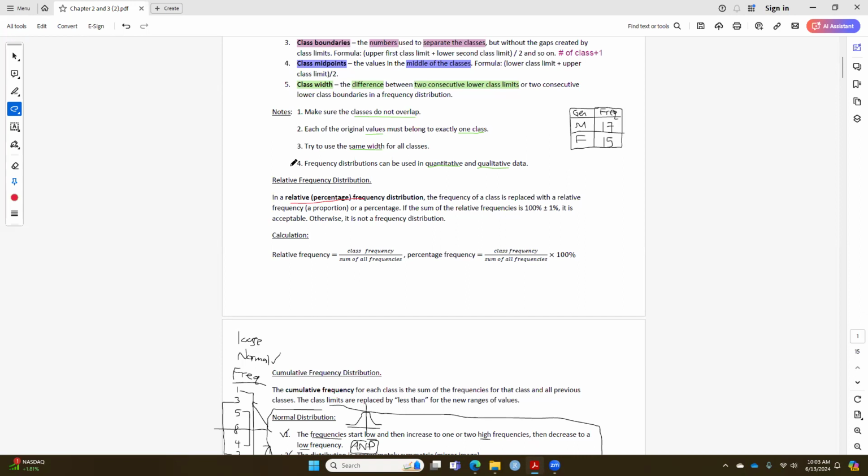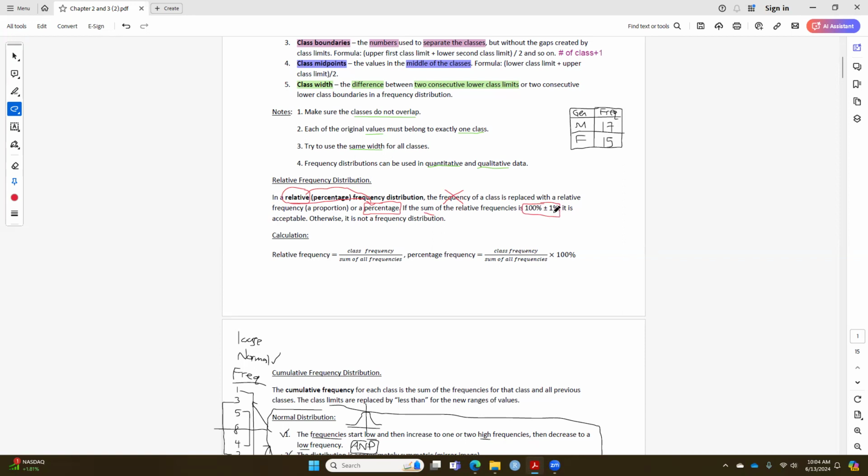What is a relative frequency distribution? In this distribution, we do not use frequency. We will change the frequency to become percentage. So every time you hear the word relative in statistics, that means we will not report the frequency. We will change it to percentage. If you sum all the percentages, you should get around 100% plus or minus 1%.